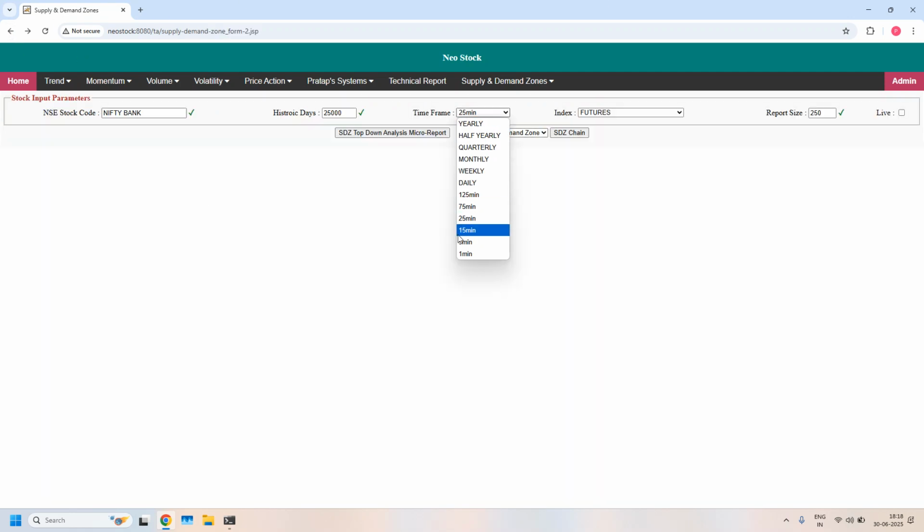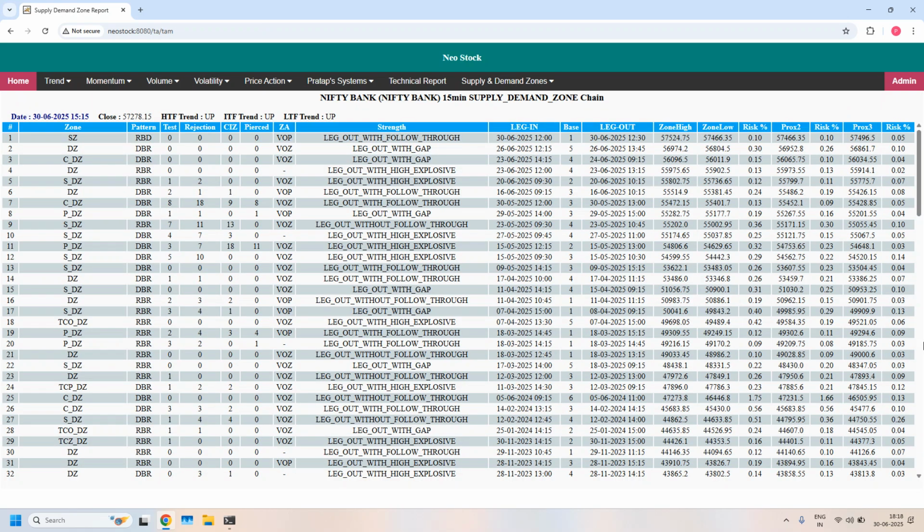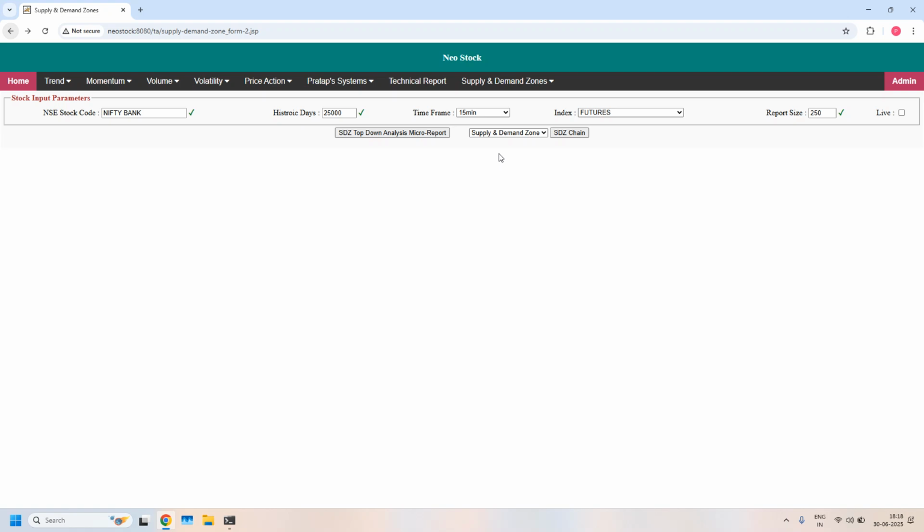Next, generating 15 minutes supply demand zone chain for Bank Nifty. Next, generating 5 minutes supply demand zone chain for Bank Nifty.